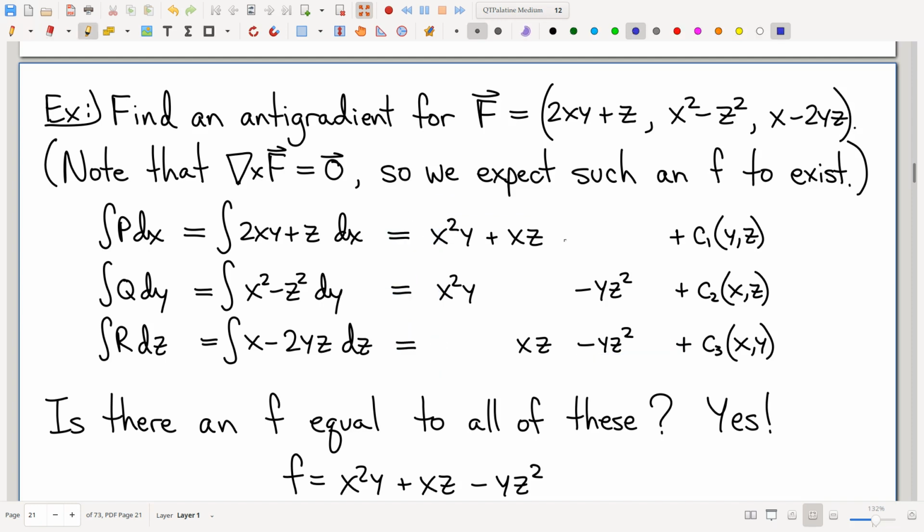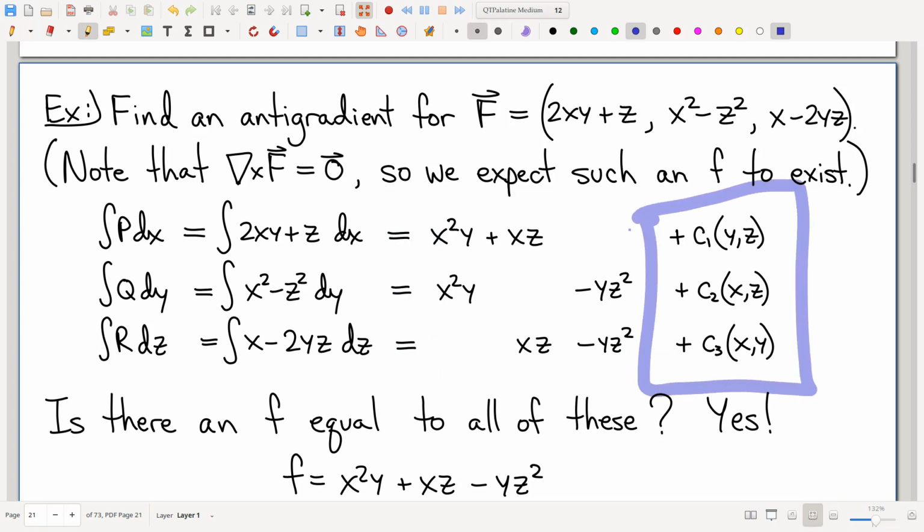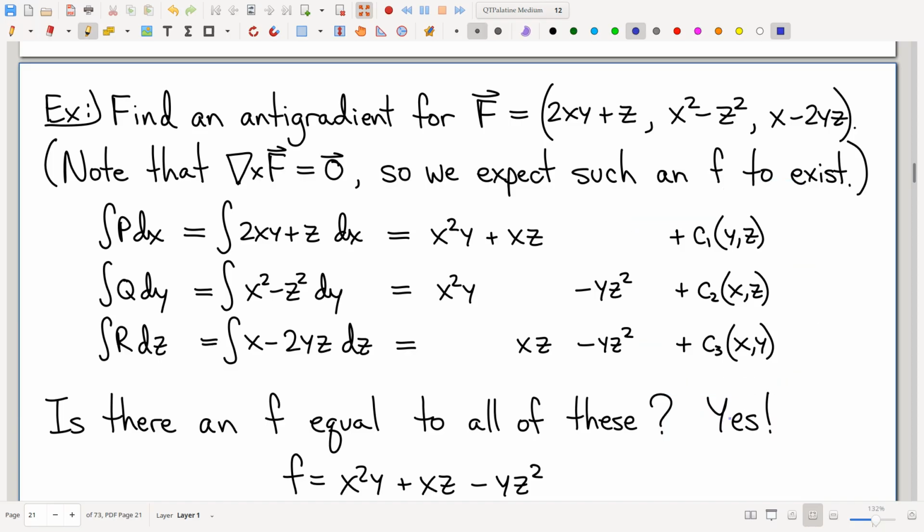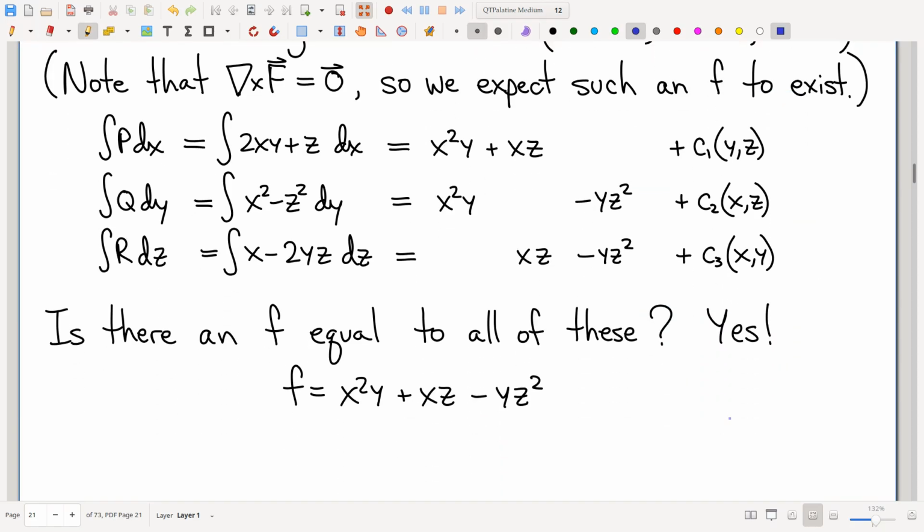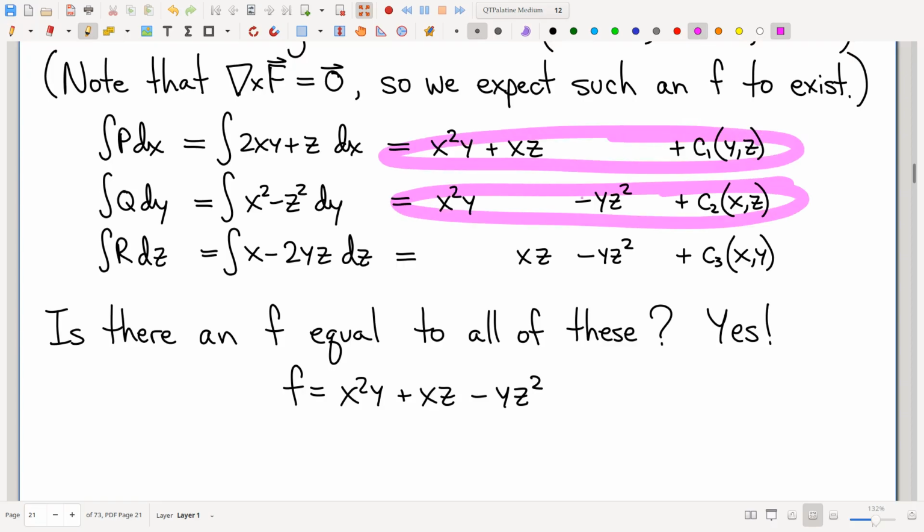Then we have to acknowledge, I don't know, it could have some function of y and z added to my x antipartial, and likewise a function of x and z, and likewise a function of x and y added to the other antipartials. So don't forget to add those in. And the game has begun. Can we find a function that is simultaneously all three of these things?